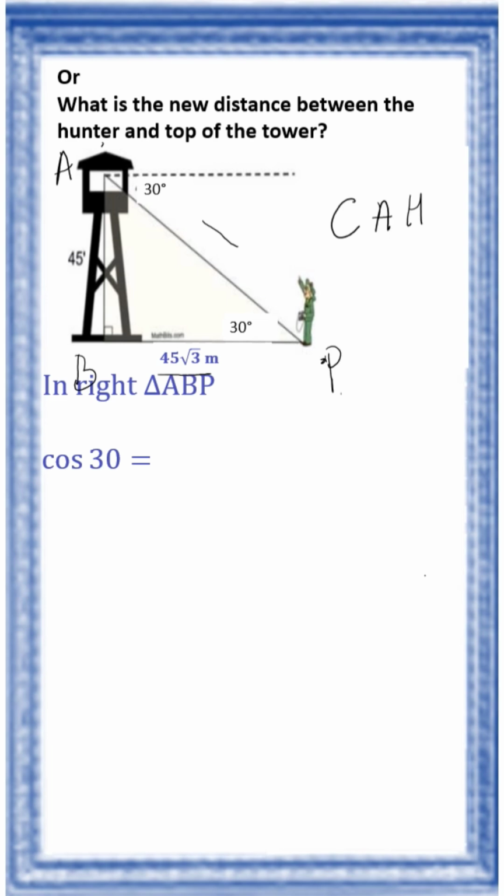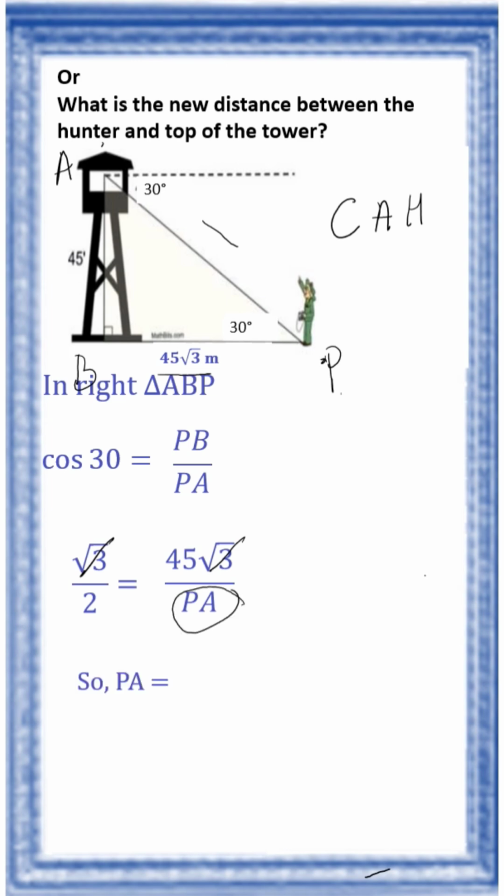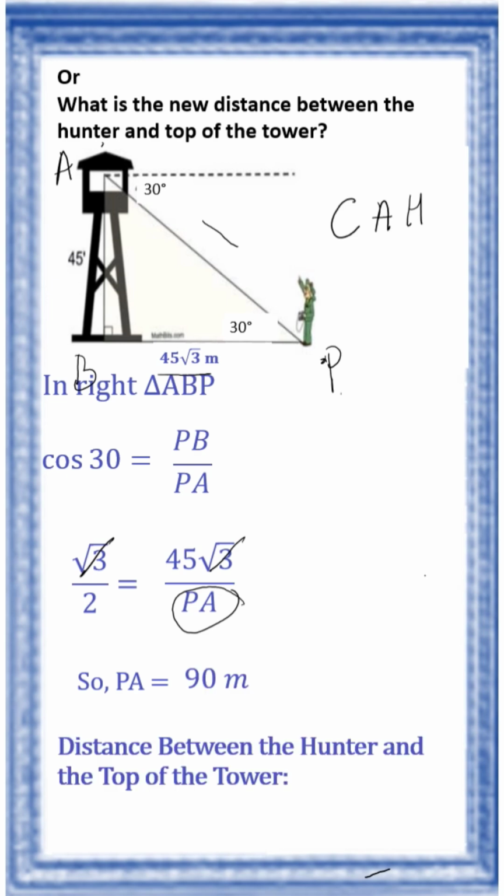Or PB by PA. Cos 30 is root 3 by 2. PB is 45 root 3 upon PA. So here root 3 and root 3 get cancelled. So PA is equal to what? 2 into 45, that is 90 meter. The distance between the hunter and the top of the tower is 90 meter.